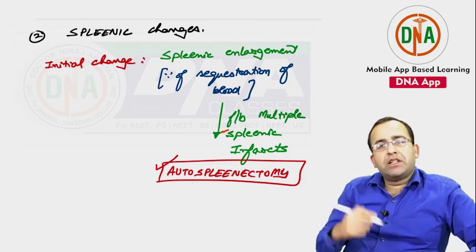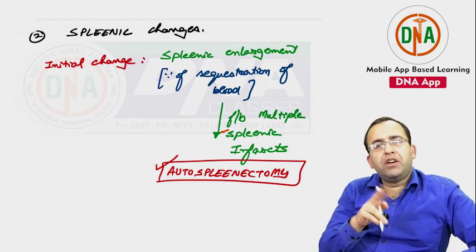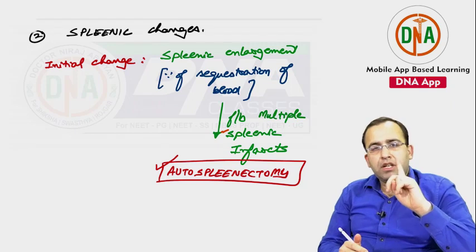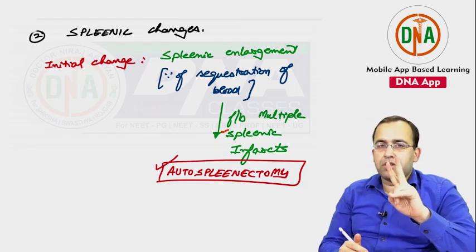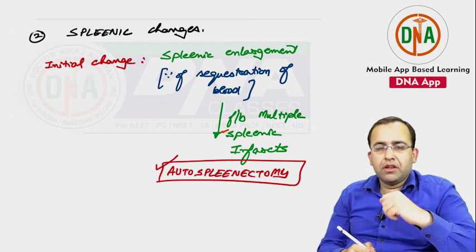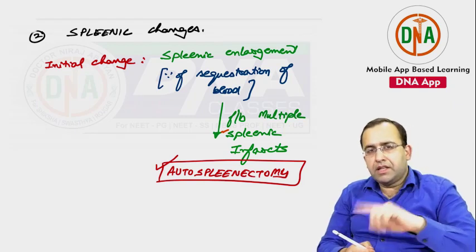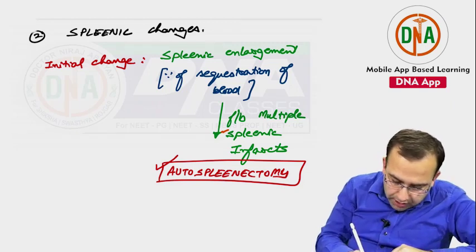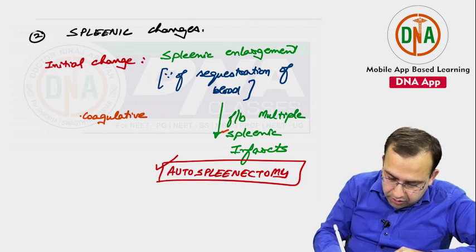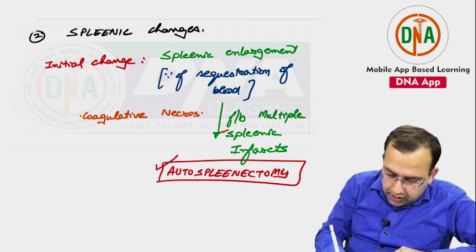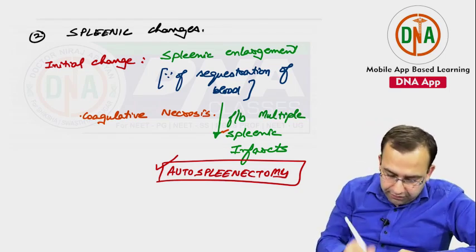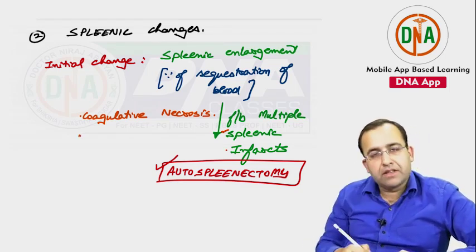Next point, before I go further, a recap from general pathology. Multiple splenic infarcts. So which type of irreversible cell injury is this? Which were the two types of irreversible cell injury? Necrosis, apoptosis. This is necrosis. Which pattern of necrosis? Ischemia is associated with coagulative necrosis.